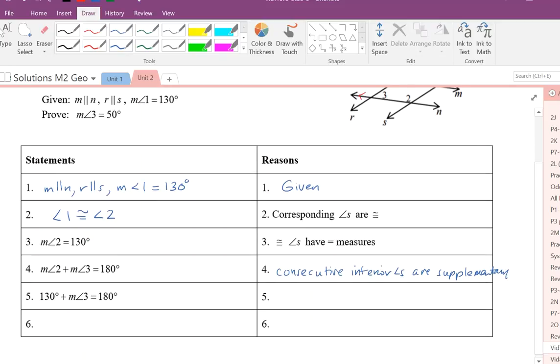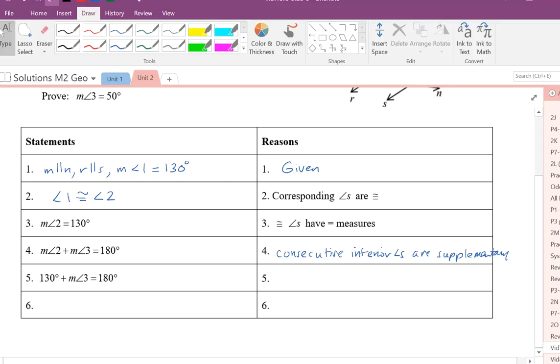Now it looks like in step 5, the measure of angle 2 has been replaced by 130 degrees. If we have a replacement, that's describing substitution. And then I know my last statement has to be what I'm trying to prove. So that's the measure of angle 3 equals 50 degrees. If I look back at line 5, it looks like the 130 was subtracted from both sides of the equation. So that is the subtraction property of equality.